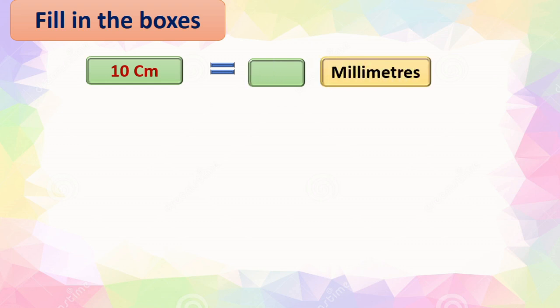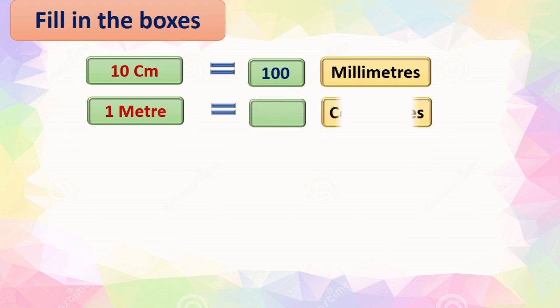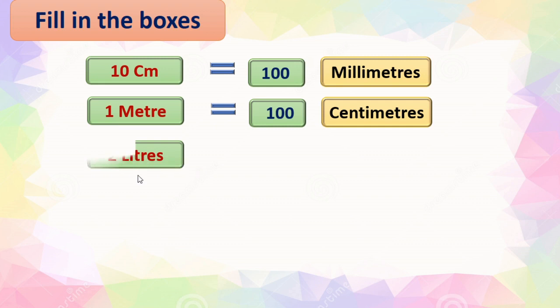Fill in the boxes. 10 centimeter is equal to dash millimeter. Come on, tell me now. 10 centimeter is equal to dash millimeter. Yes, very good. 100 millimeters. Next one. 1 meter is equal to dash centimeter. Please see this. Here meter, here centimeter. Yes, very good. 100 centimeter. While doing the conversion, you have to observe the units properly.